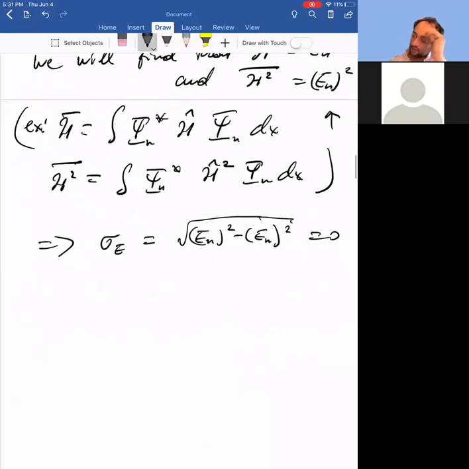That a wave function that corresponds to a definite value of some particular quantity is such that when you compute the standard deviation of that quantity of a particle described by that particular wave function, you're going to get 0 standard deviation.